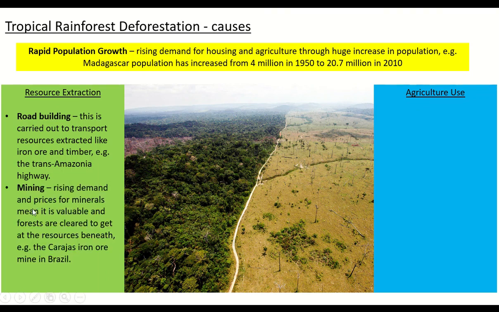So mining is one of those other resources. Lots of valuable minerals. For example, iron ore is an incredibly valuable mineral, and the Caracas iron ore mine in Brazil is one such example where the forests are cleared to get at the iron ore underneath.